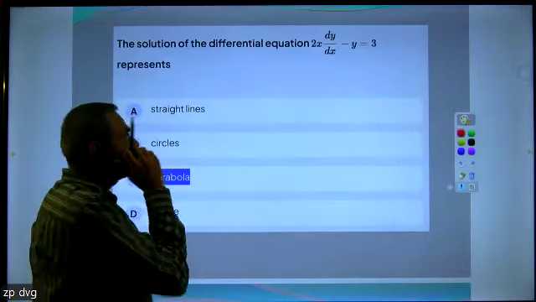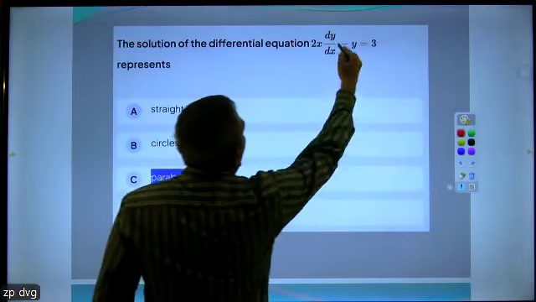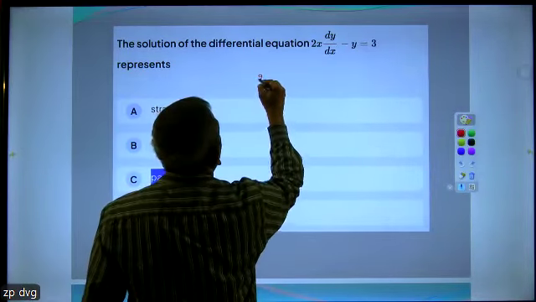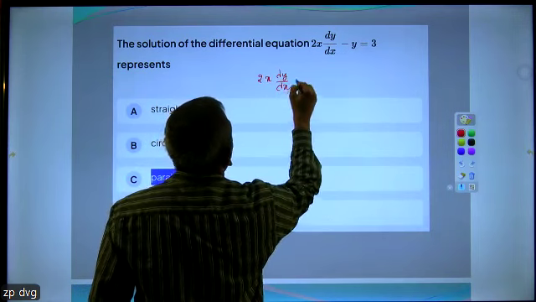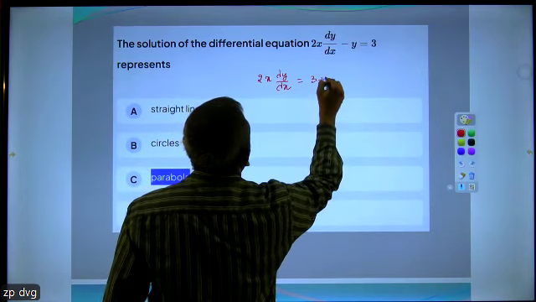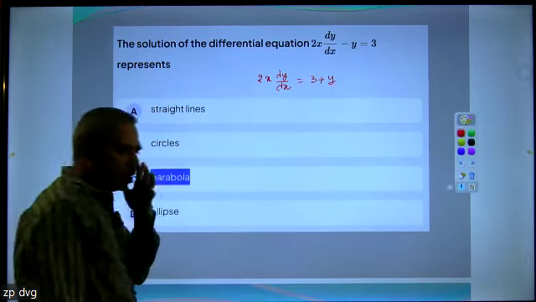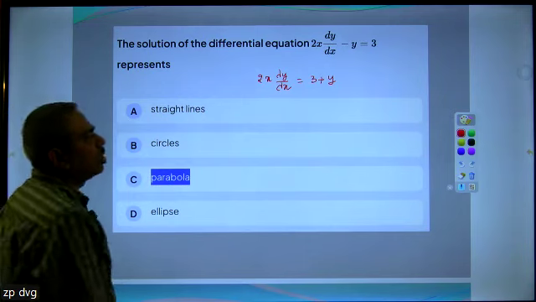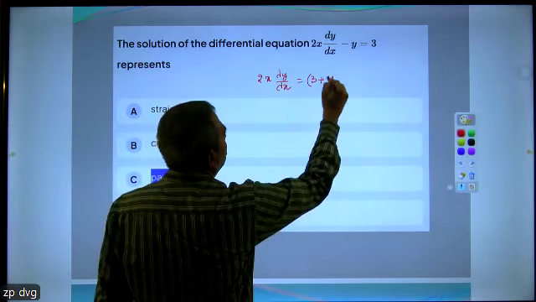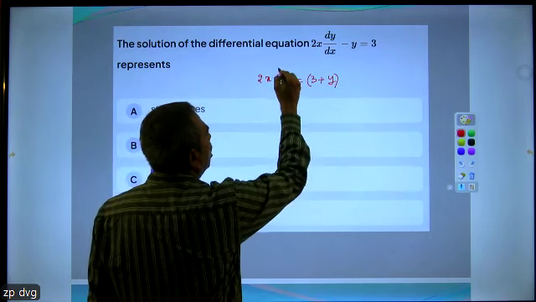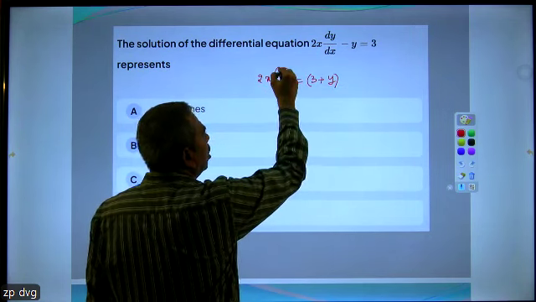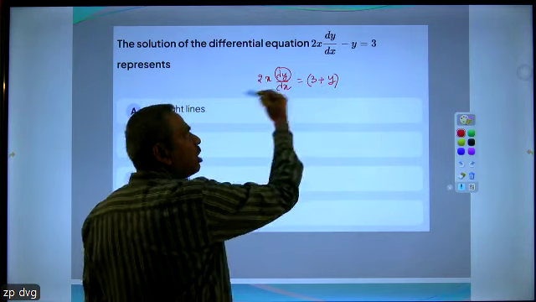So what we can do here is take minus y to the right hand side. So what we get from it is 2x into dy by dx is equal to 3 plus y. Now tell me here, complete y representations are there here, and complete x representations are there here. So dy should be there in the numerator part only. So where dy is there, there you bring the y terms.